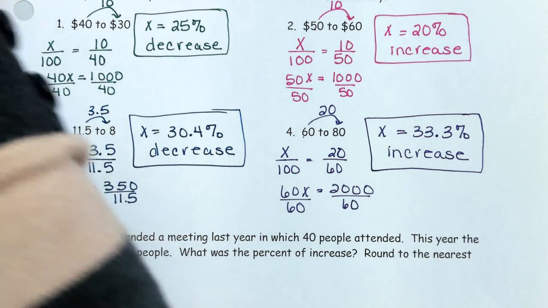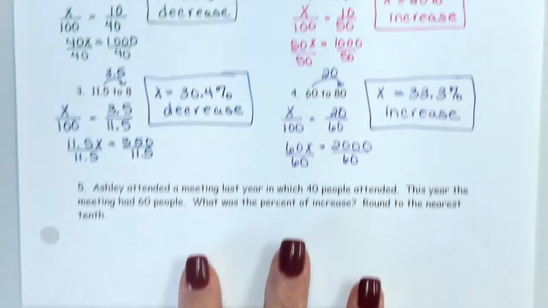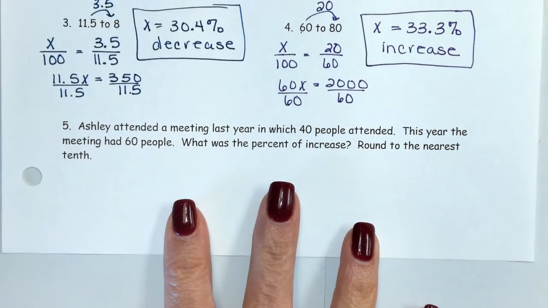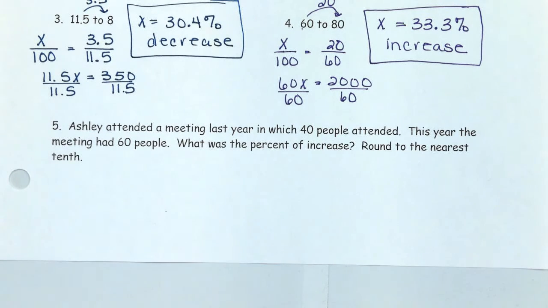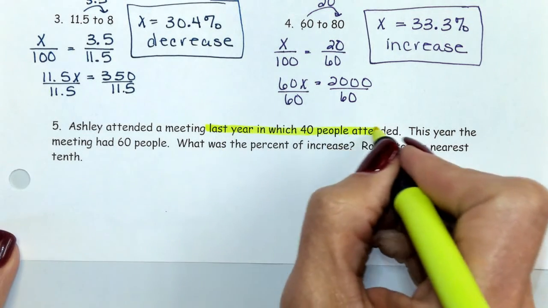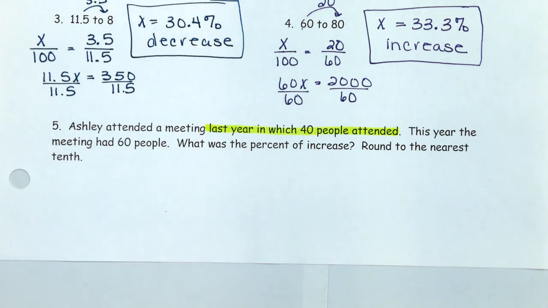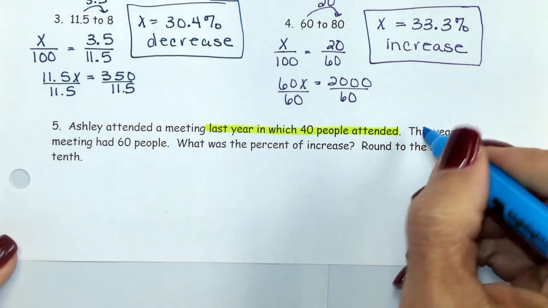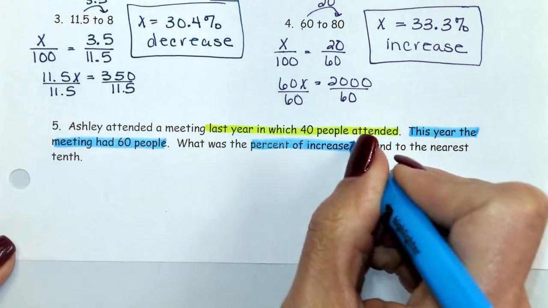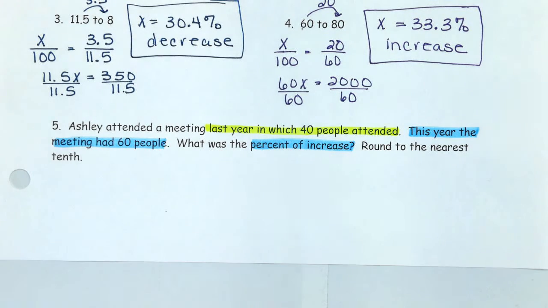Okay. All right, so our last part on the front is this. I'm going to leave those two problems up just in case. Is this word problem. Ashley attended a meeting last year in which 40 people attended. So last year, 40 people attended. Let's get a different color for this. This year, the meeting had 60 people. What is the percent of increase, and round to the nearest tenth if necessary?